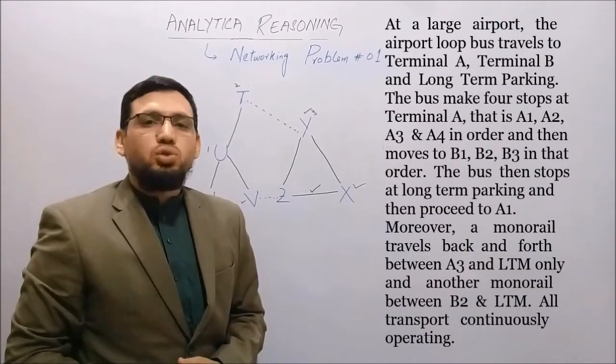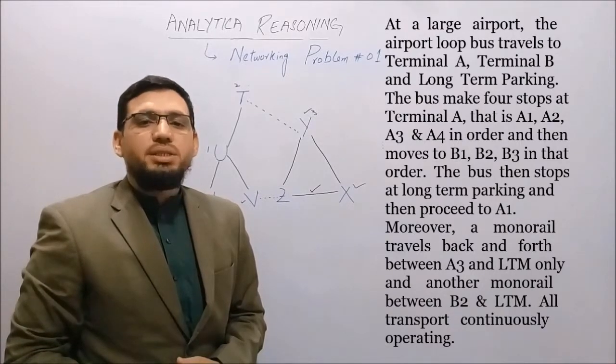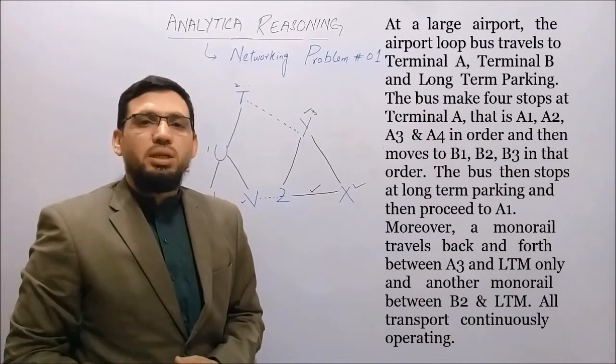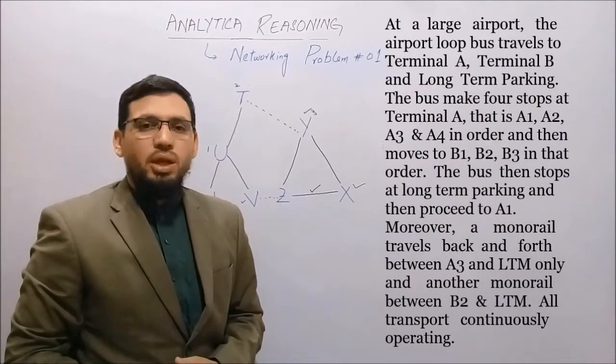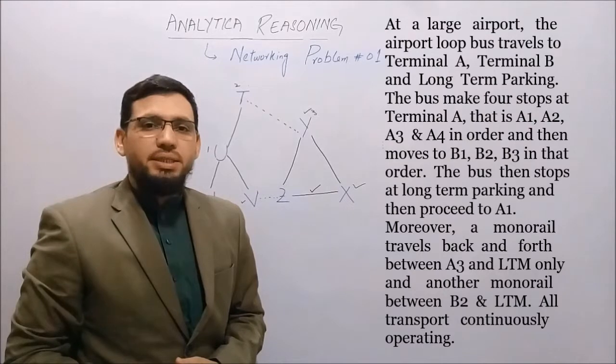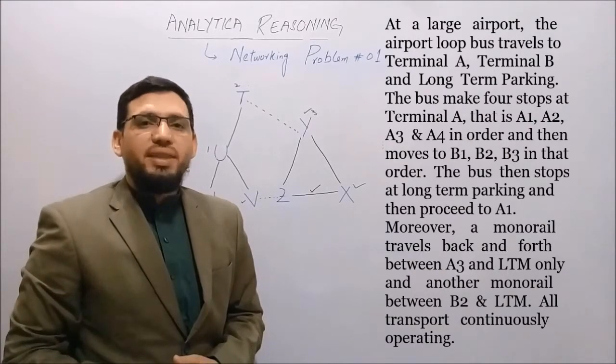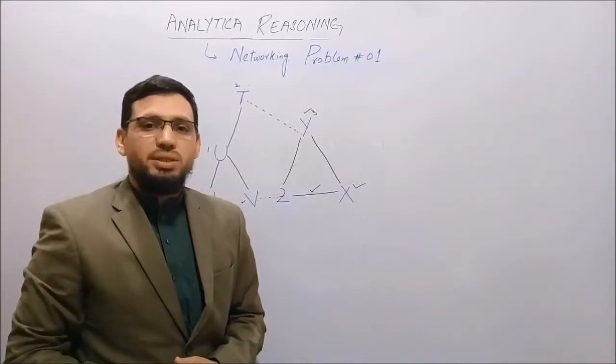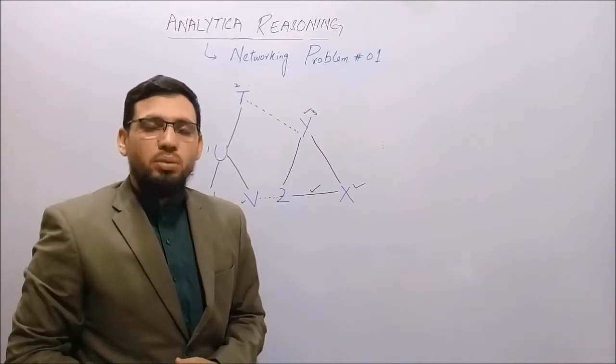Moreover, there are 2 monorails in the airport as well, one moving from A3 to long-term parking, and the second one moving back and forth from B2 to long-term parking. Using this information, first you have to draw a complete map of that airport, and then you have to answer the questions relevant to that problem.